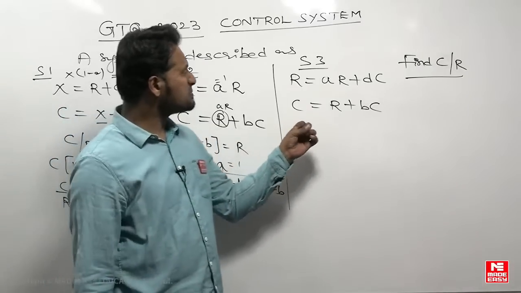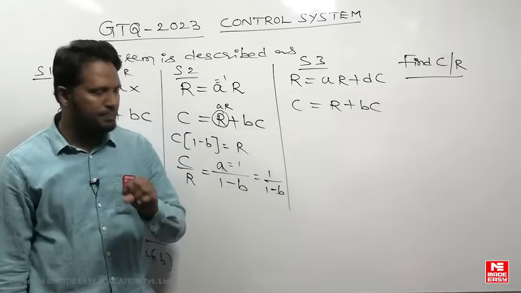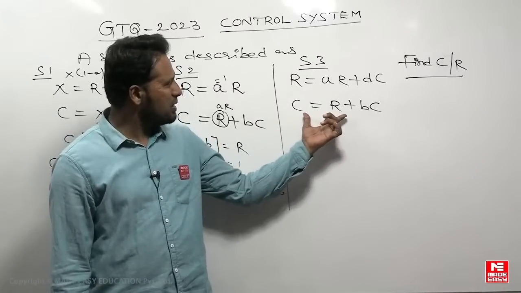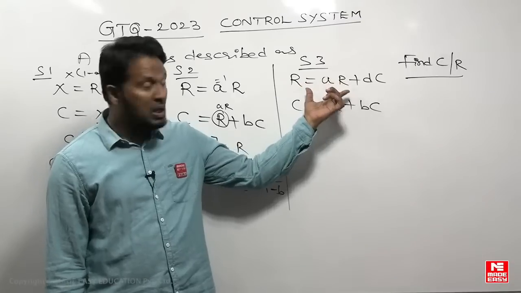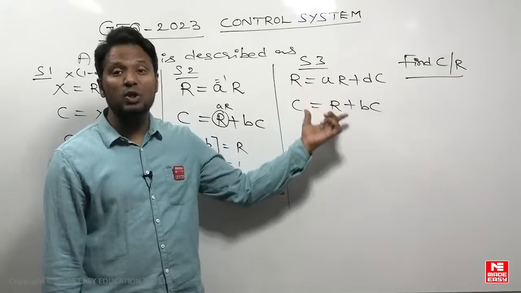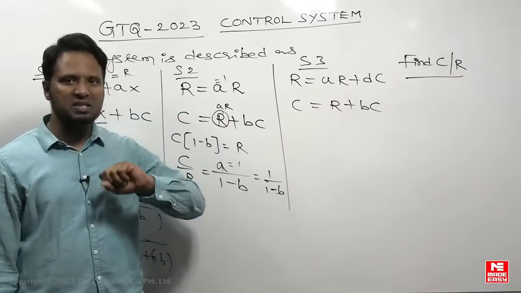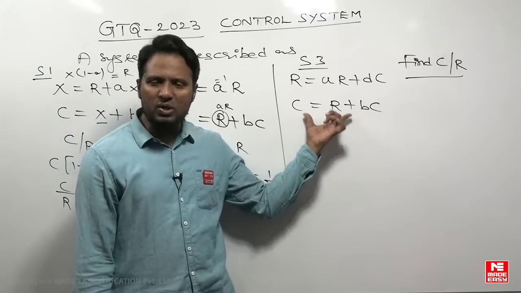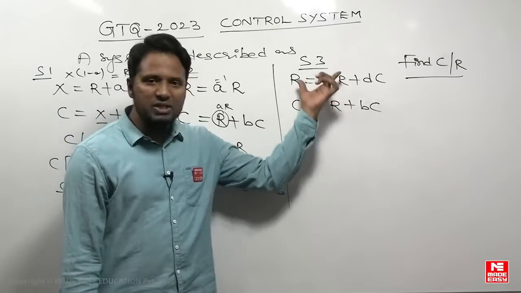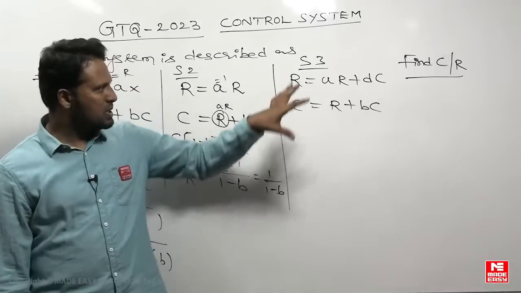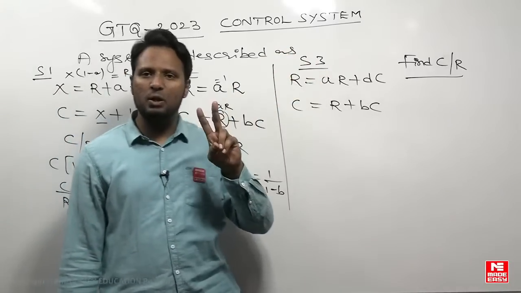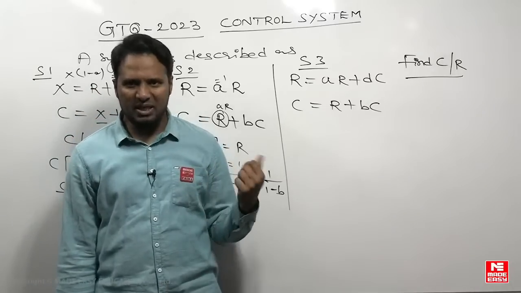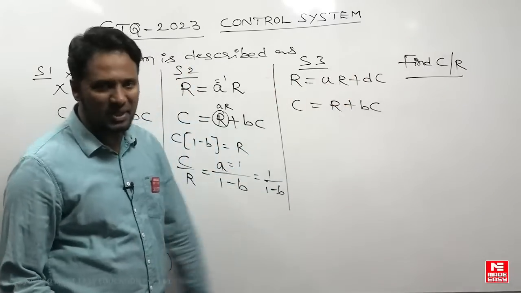Coming to this thing, we have to find C by R. From this equation, I can find C by R without using this equation. Or from this equation also I can find C by R without using this equation. I want you to understand this system representation very clearly. I need C by R. I can get it from this equation without actually using this equation. But these two equations represent one system. This is one system represented by two equations having C and R, two variables. The variables are C and R because we are asked to find C by R.